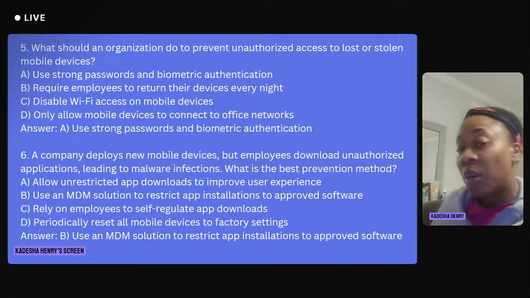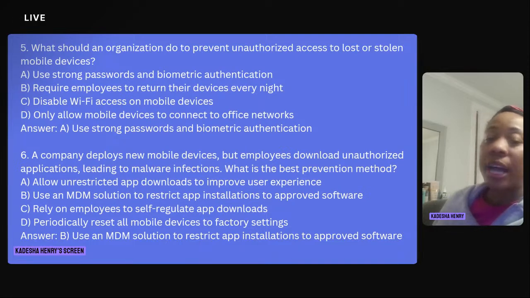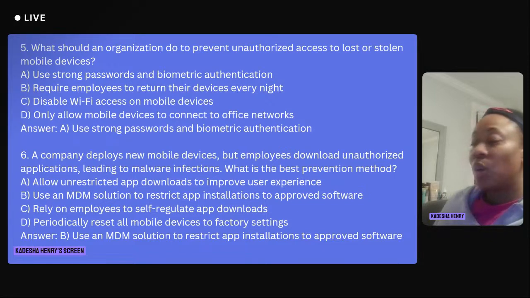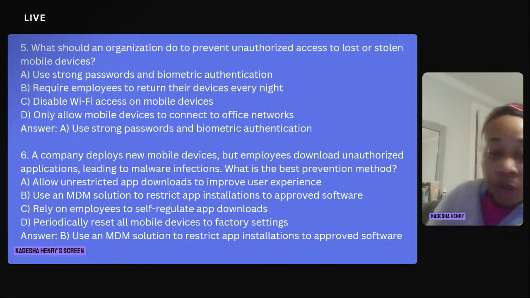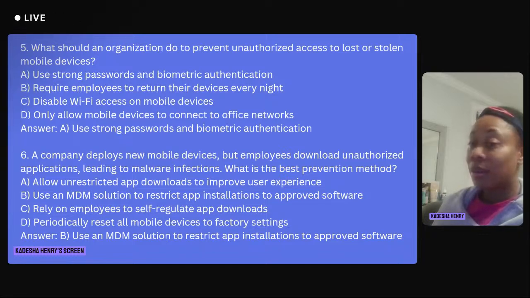So one of the things we can do to prevent anyone from getting in is use strong passwords and biometric authentication. That means if it is not something you have, something you are, or somewhere you are, then you cannot get in. We want to do as much restriction as possible on the company's device. And the worst of all is that this was lost or stolen, so we got to make sure that we have authentication on it, right?